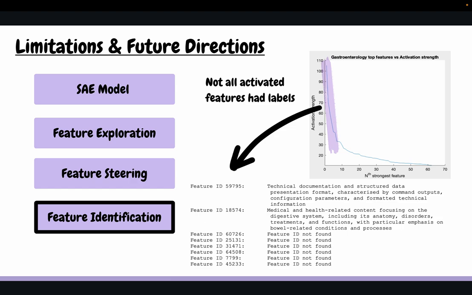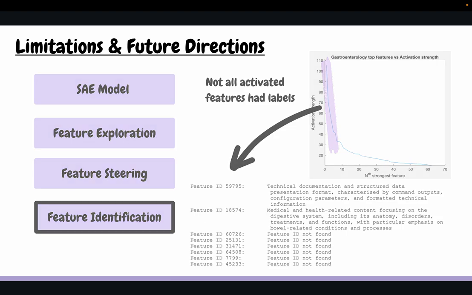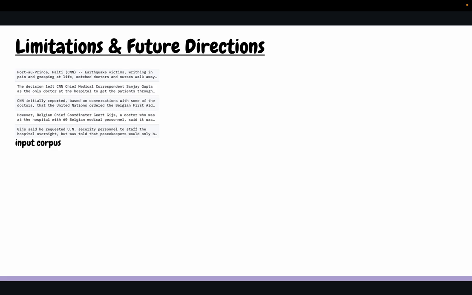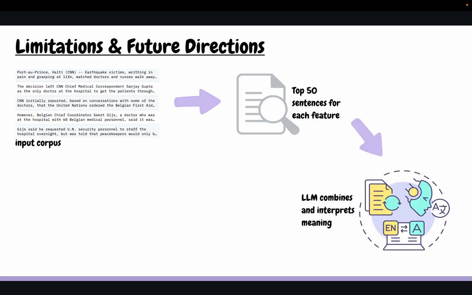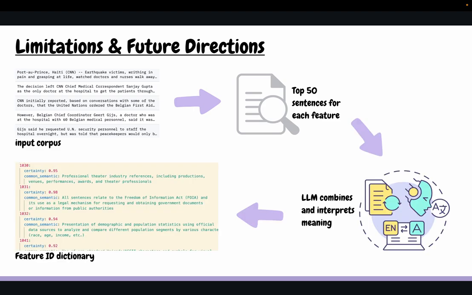For a bit of background, the definitions of these features come from inputting a corpus of text and then finding the top 50 sentences that activate each neuron and then summing up their meaning and averaging them out to make this feature ID dictionary that tells you what each neuron represents. So this means that not every single feature will have a label because some of them may not have had 50 sentences activating them in the first place.